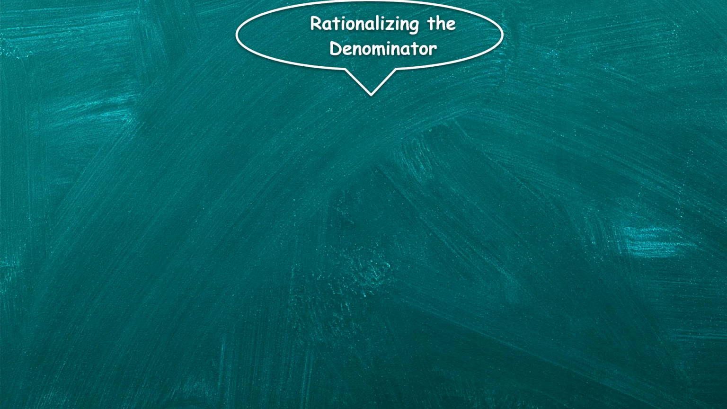Now rationalizing the denominator. Friends, in our calculations, it is always easy to calculate the answer if we have a rational number as a denominator. So whenever there is a surd present in the denominator, we'll have to rationalize it with the help of a rationalizing factor. Let's understand with the help of an example.